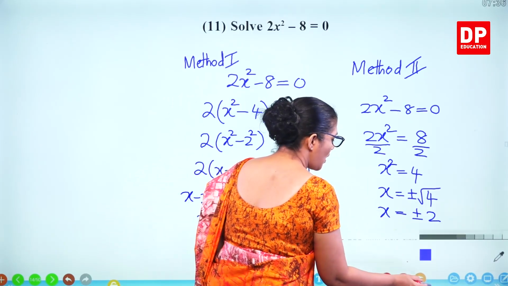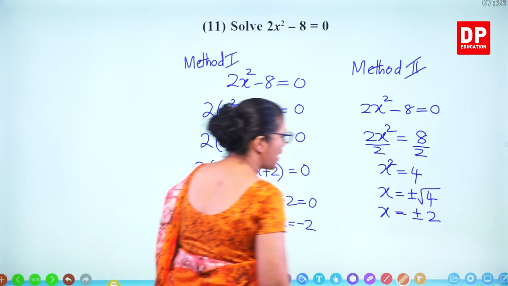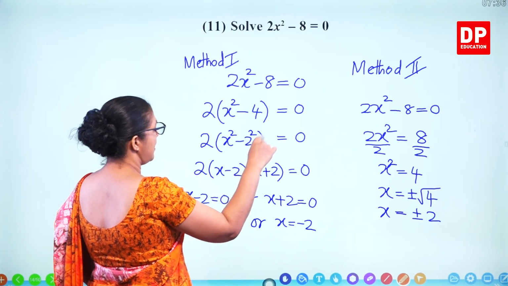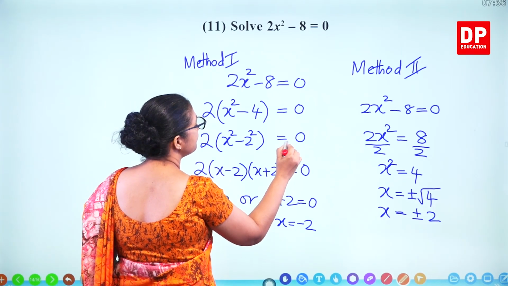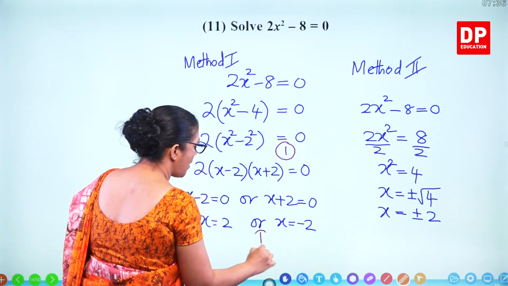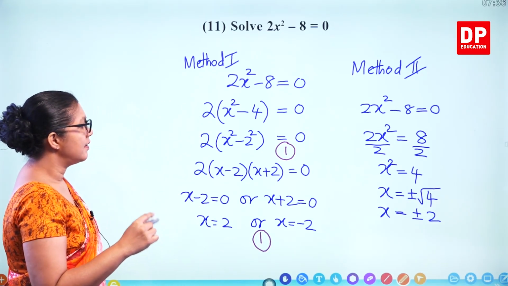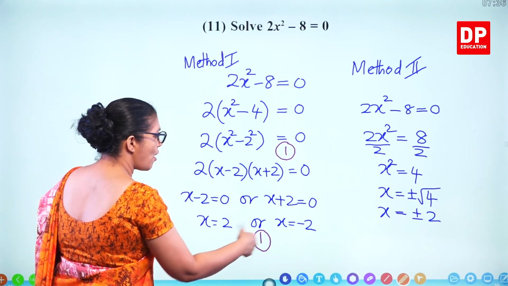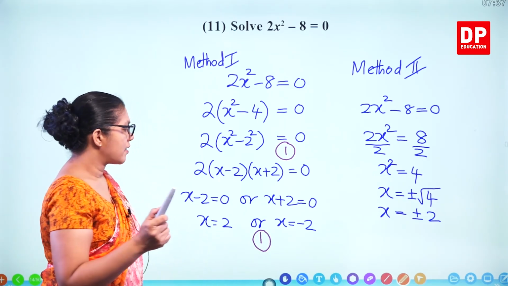So either this way or this way, both ways you get 2 marks. So here you can get 1 mark for the method and 1 mark for this answer. So you have to write both plus or minus. If it's not there, you are not getting 1 mark.